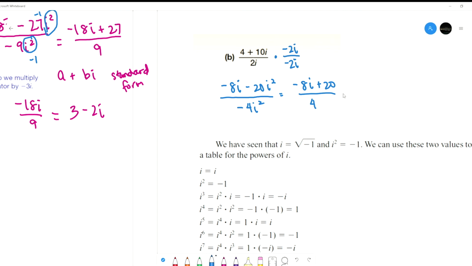So I'm going to write the real part first. So I'm going to put the positive 20 over 4 and the negative 8i over 4. So 20 over 4 is equal to 5 minus 2i. Did everyone get 5 minus 2i? Very good.